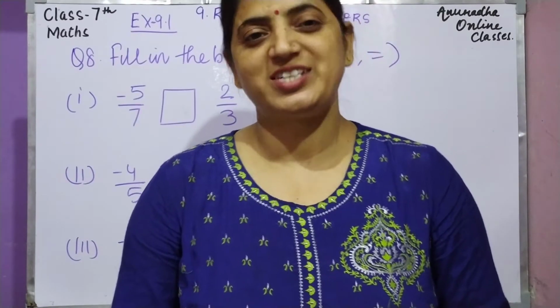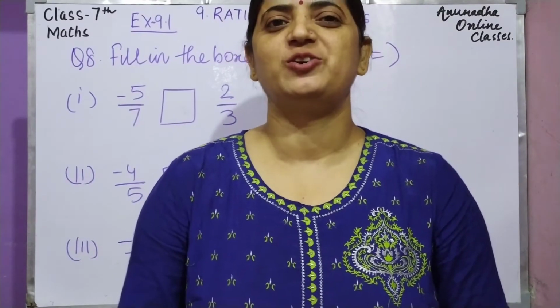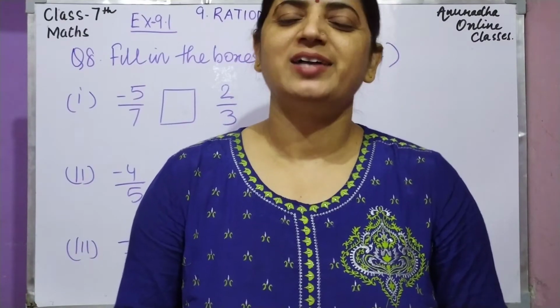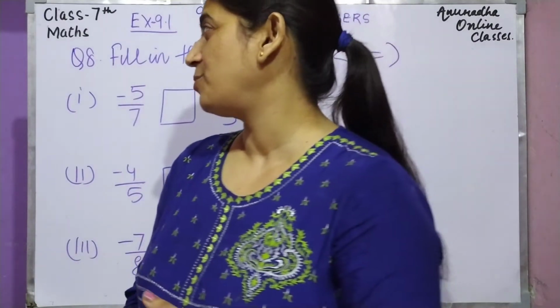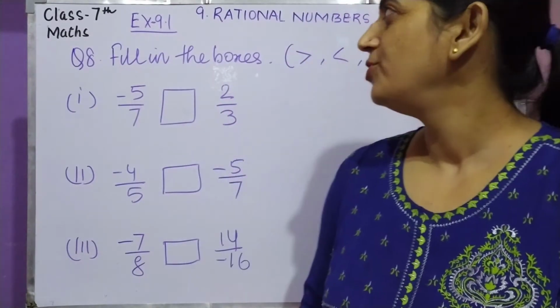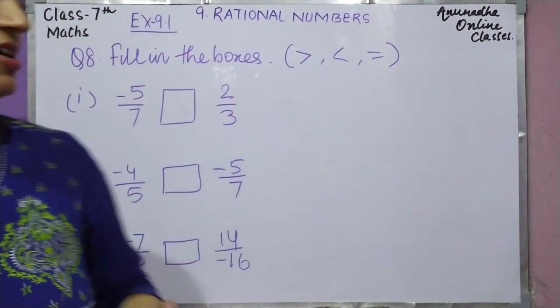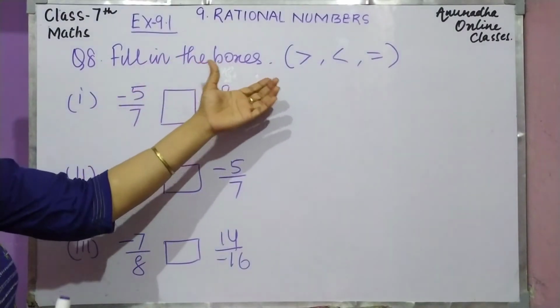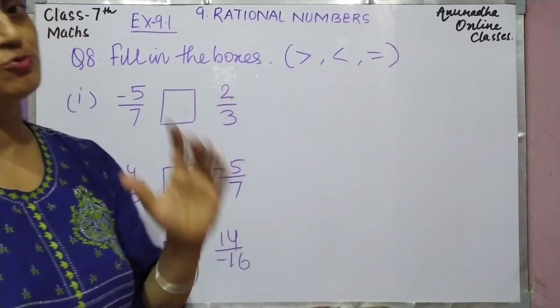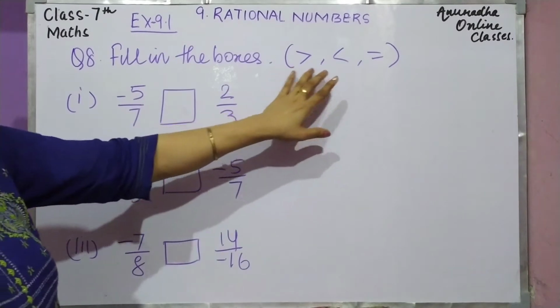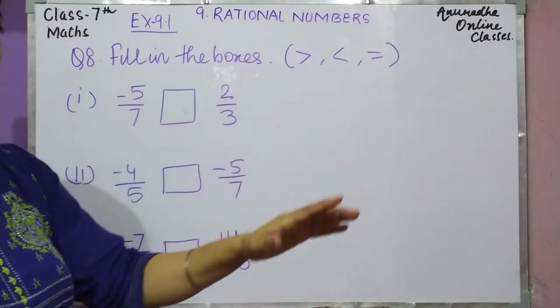Today I'll take class 7th and the chapter we are doing is rational numbers, maths NCERT book, question number 8 of exercise 9.1. So let's start. Fill in the boxes means you have to do comparison and put the sign that is greater than, less than or equal to.